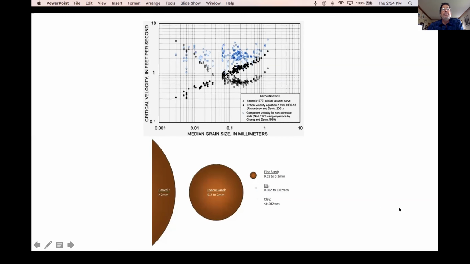So this is just basically data. It gives you a way to come up with an idea of what speed of water carries what size particles. All these dots are different studies, studies of different size particles versus different velocities of water. So this is just the kind of data they get.